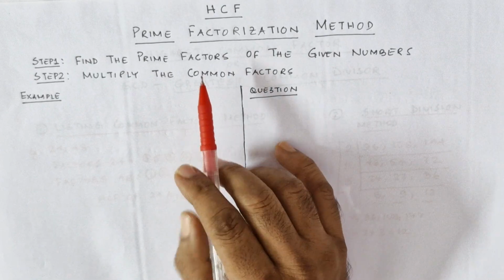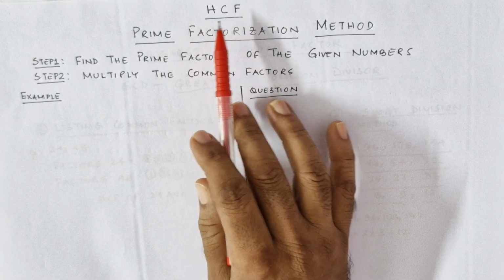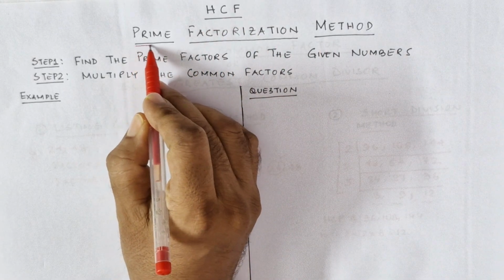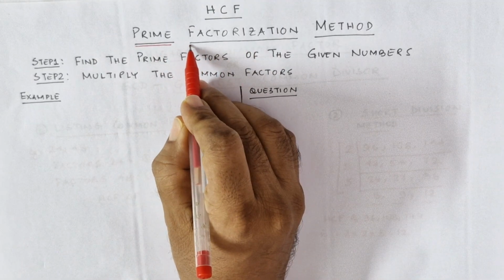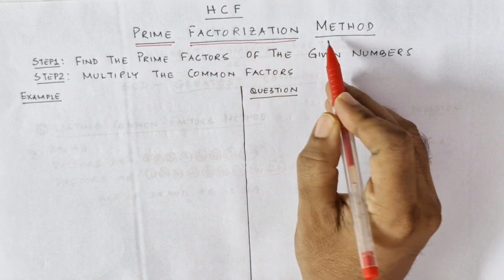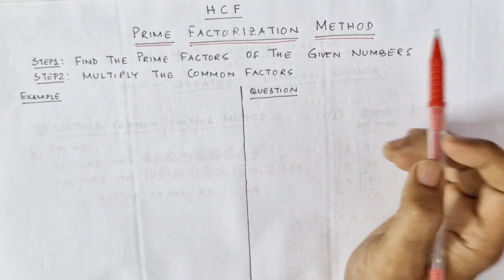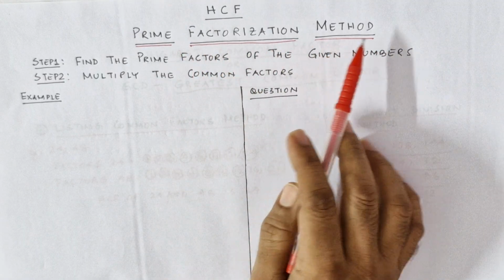Today's topic is how to find out HCF by prime factorization method. In earlier videos, we have seen two methods. This is the third method to find out highest common factor. So this is prime factorization method.